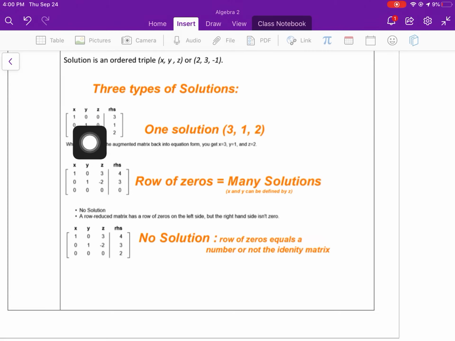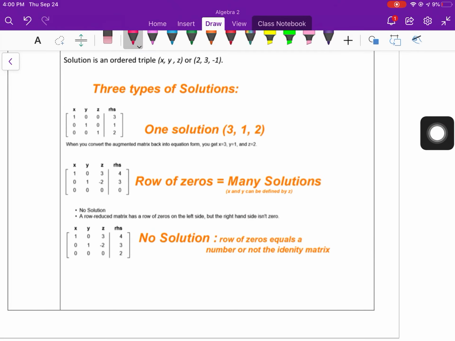For one solution, we're going to use the augmented matrix when you solve using the RREF. If you get the row of 1s down the diagonal, this tells you that 1x equals 3, 1y equals 1, and z equals 2. So when you convert the augmented matrix back into the equation form, x equals 3, y equals 1, z equals 2.